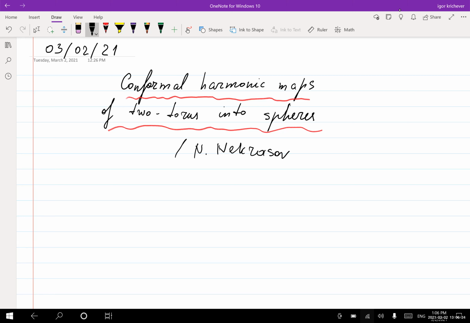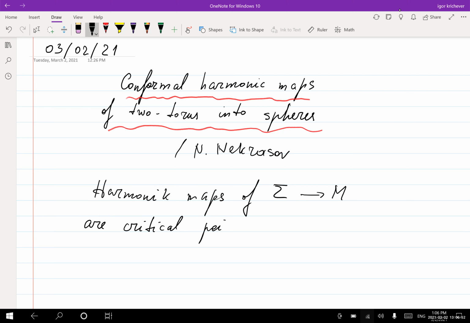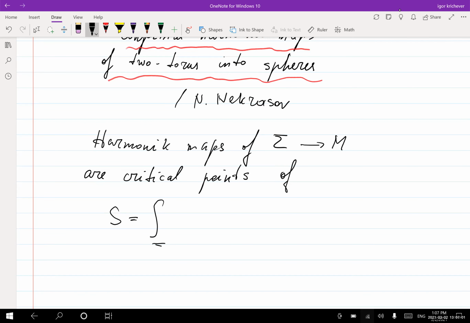And in general, so let me start with a simple definition of harmonic maps of a Riemann surface sigma into a Riemannian manifold M. They are critical points of the action functional, and the action is just the integral over the surface h dz d z-bar g_ij of x, d x^i d-bar x^j dz d z-bar.